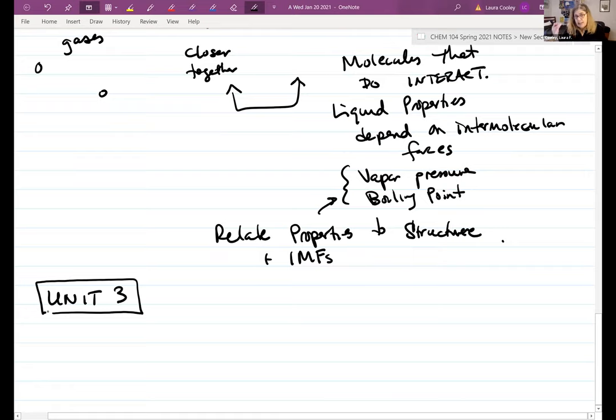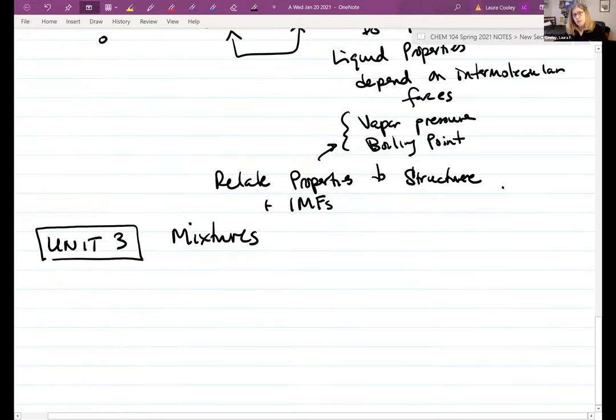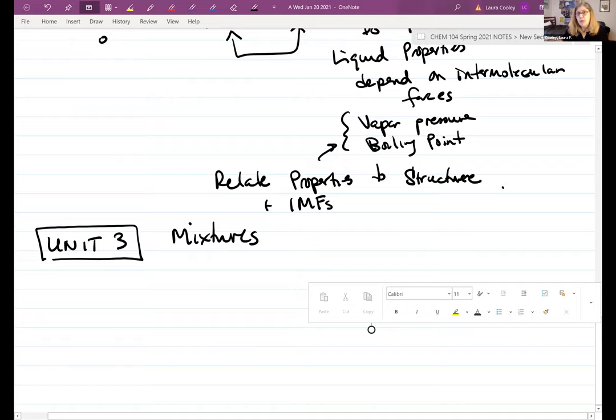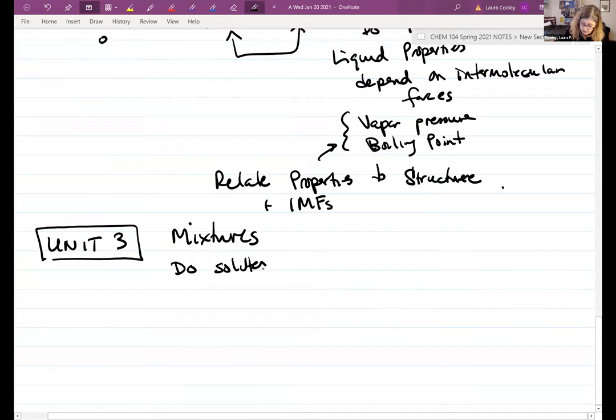So we'll go from gases to liquids and solids to mixtures. That's what unit three is about. These are liquid-liquid or liquid-solid solutions. Do they form a solution? Do solutes dissolve? Will substances dissolve in each other?